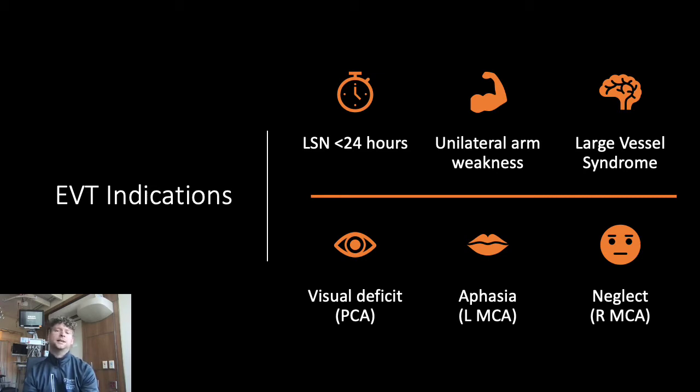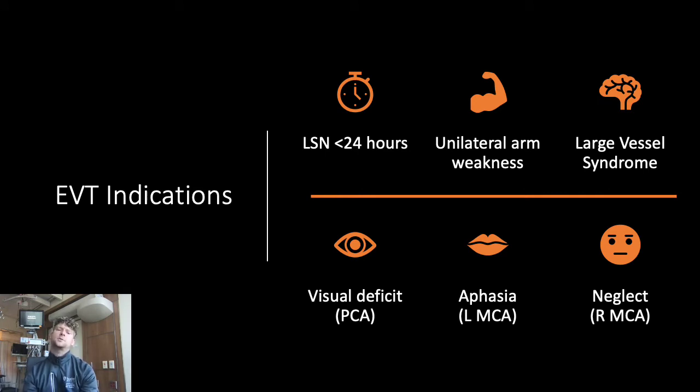Whereas for other people, like a demented nursing home patient with an NIH score of 20, they may not be able to appreciate the benefit of reperfusion if their baseline was quite poor. Looking at the top line here, generally we use a cut score of 24 hours from last seen normal.